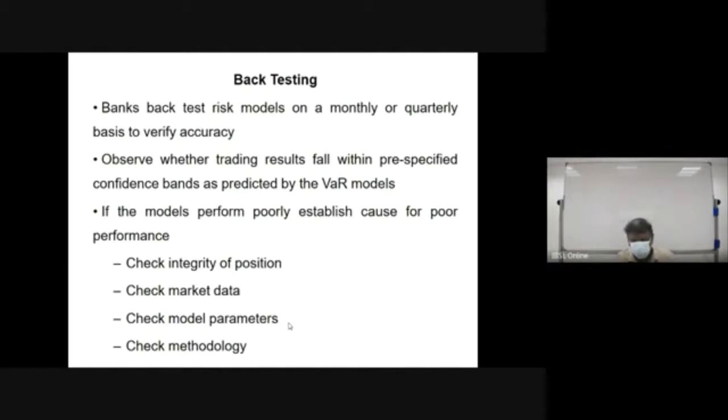So you have to take out the existing parameters and bring in new parameters so that those will give a better picture. You have to do the backtesting and see what is happening, and also check the methodology you used to build this particular model. I think with that, we can conclude the value at risk modeling part, and we can move on to some questions.